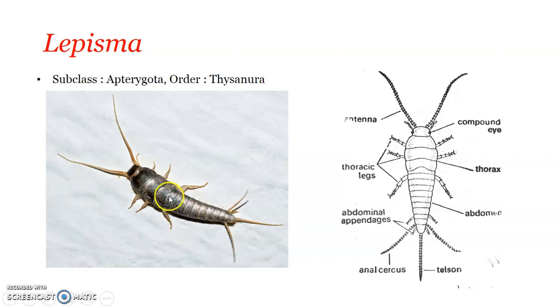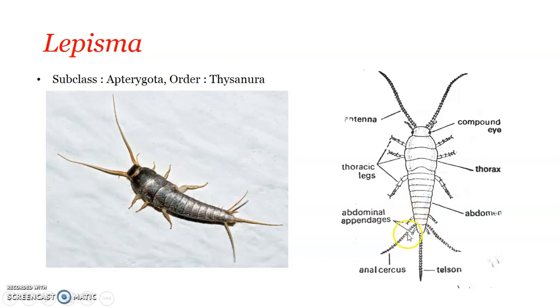Abdomen, you can see, is 11 segmented. This is the abdomen, this is the thorax with 3 segments, and this is the head region. The head region bears a compound eye, antennae, and mouth parts, while the three thoracic segments each have a pair of appendages, and no wings are present. These are the abdominal segments. Usually abdominal segments don't have any appendages, except for the last part.